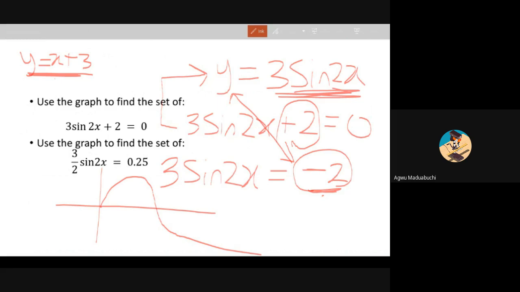So go to where y is negative 2. Where will y be negative 2? I think it's somewhere here. Draw a straight line through it until you touch the graph. When you touch the graph, the x value you get is what gives you the solution set of this. Is that clear?